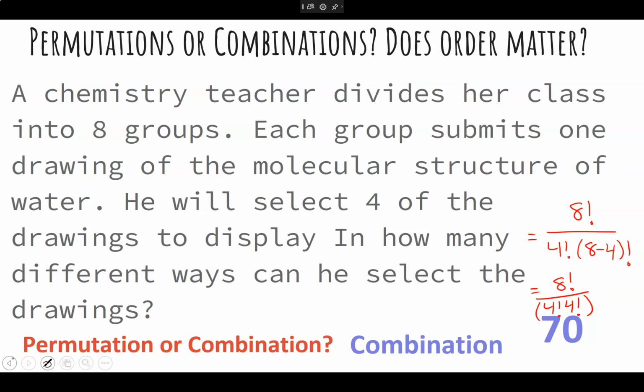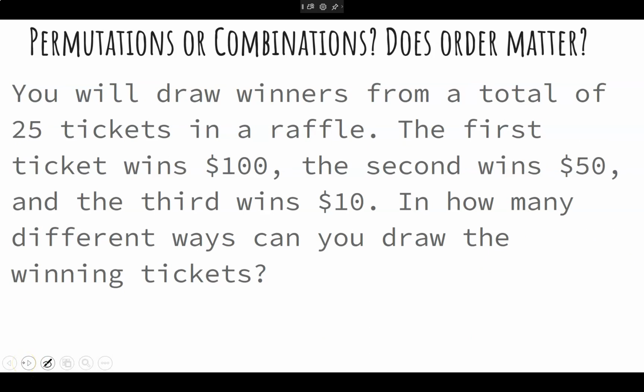All right, this time you will draw winners from a total of 25 tickets in a raffle. The first ticket wins $100, the second ticket wins $50, and the third ticket wins $10. And how many different ways can you draw the winning ticket?